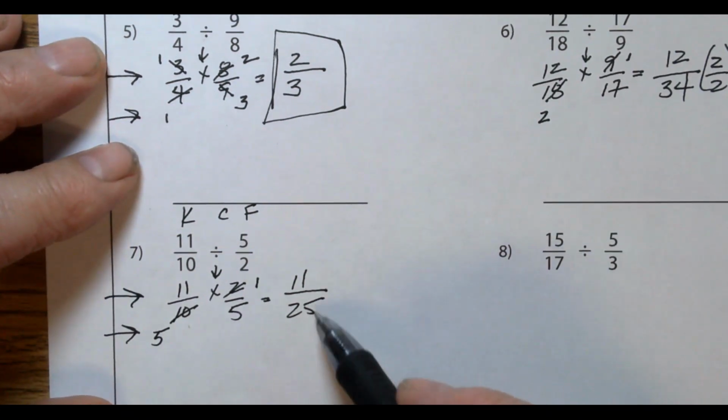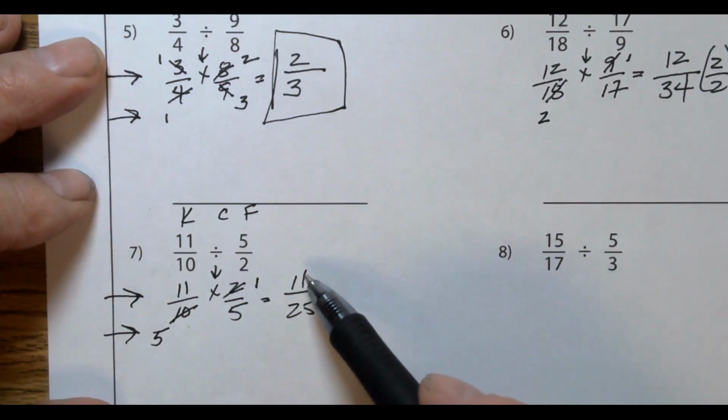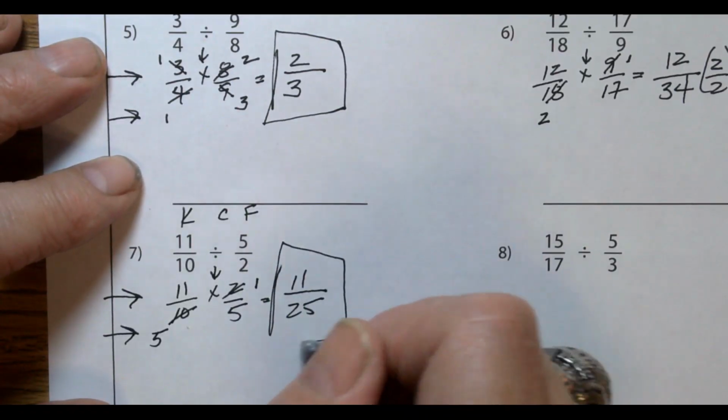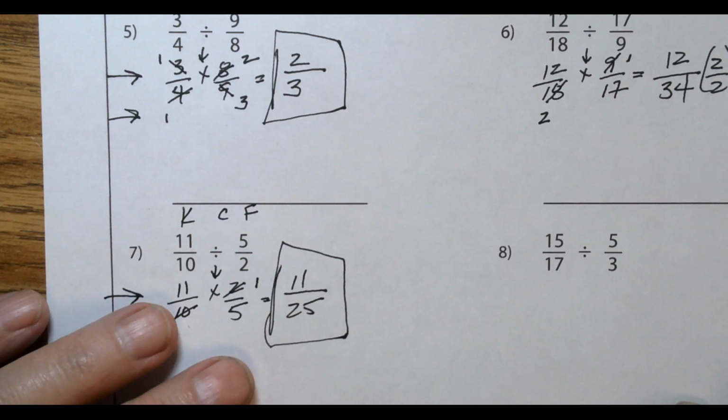There are no common factors there. It is a proper fraction because the numerator is smaller. So this is my final answer. Okay, let's look at 8.